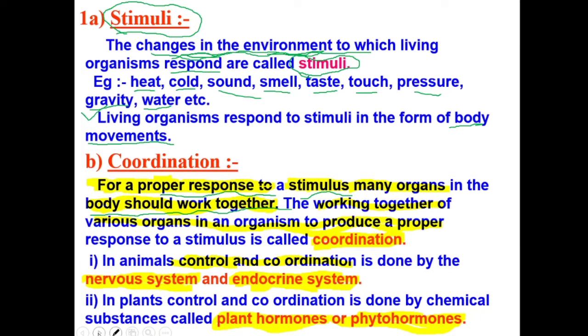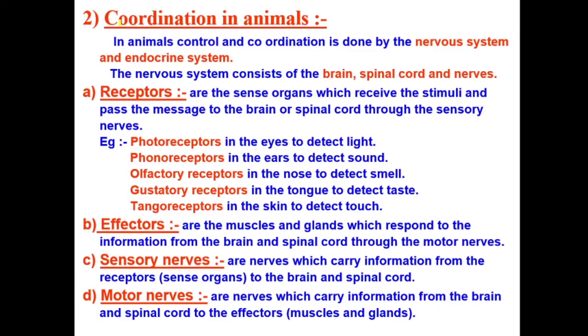Okay, let's go to the next slide. Now, coordination in animals. In animals, we said already that the nervous system and which system? Endocrine system works together for control and coordination, right? Before understanding the nervous system, we need to know what we mean by nervous system. What do we have inside our nervous system? Our nervous system has three main things. One is brain, second is spinal cord, and third is the nerves. These are the three things that make our nervous system.